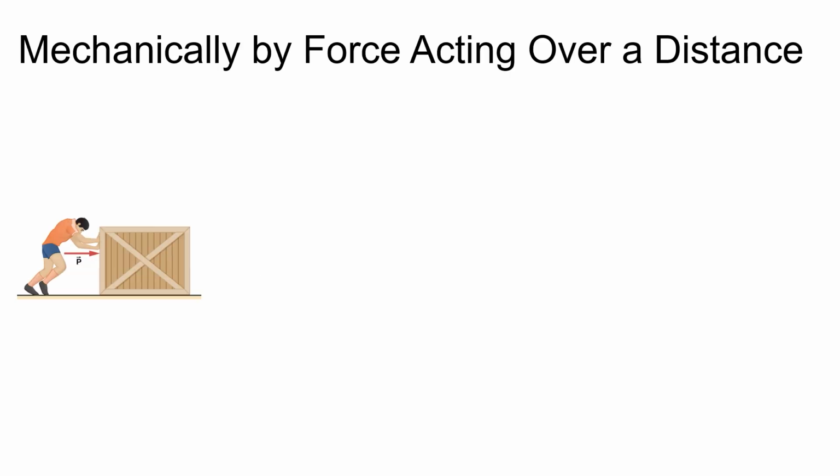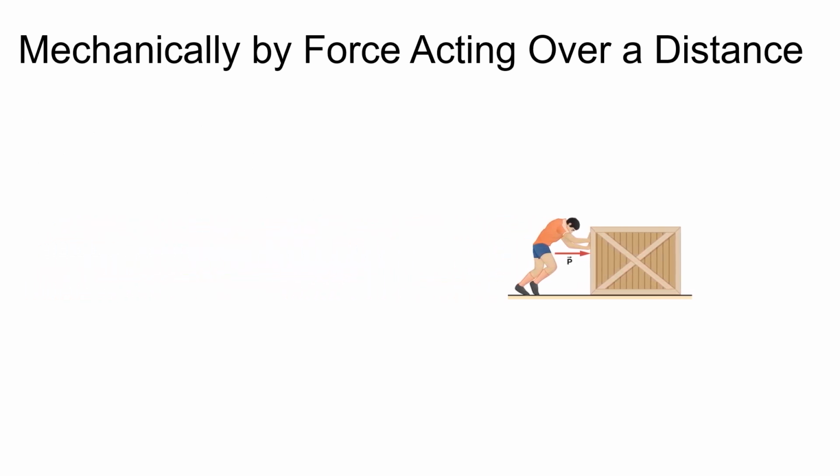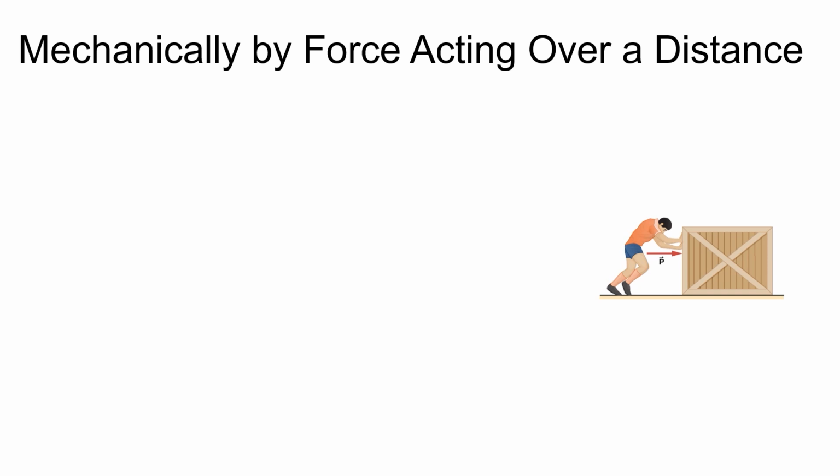Energy can be transferred mechanically, which means using a force to move an object over a distance. For example, when you push a box, energy is transferred from your muscles to the box, making it move. We say that energy from the chemical potential store of the man is transferred mechanically by a force over a distance to the energy in the kinetic store of the box.